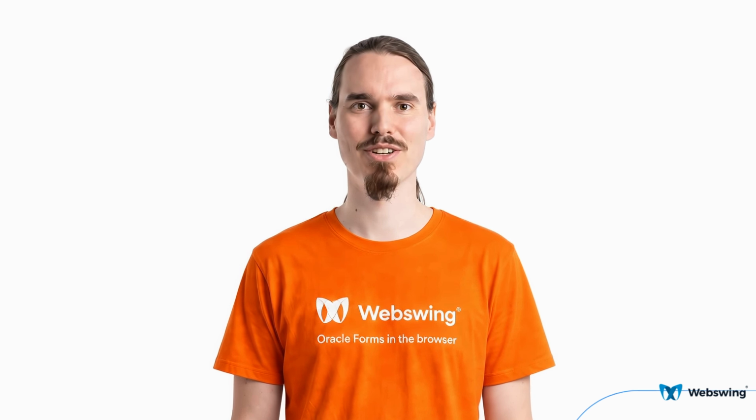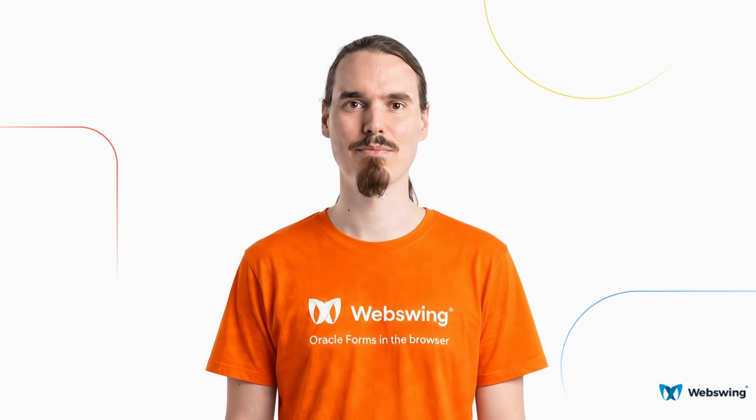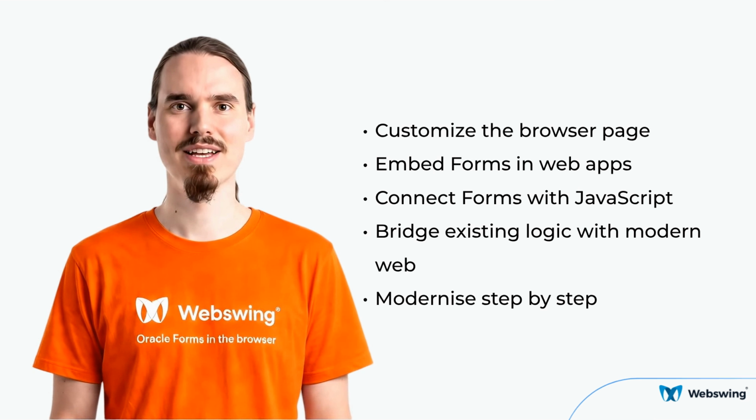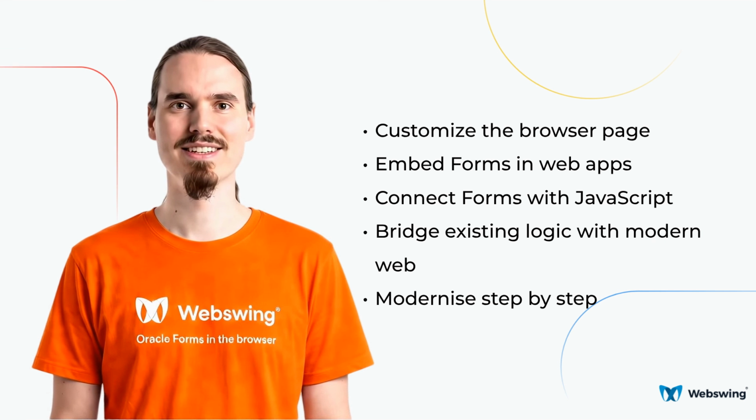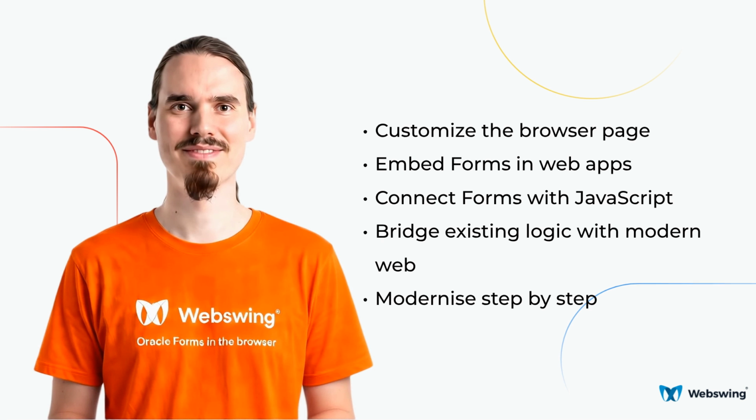Let's translate what we just saw into the modernization path. In the earlier episodes, we focused on getting Oracle Forms into the browser safely and making that setup practical for production. But modernization is not only about changing where the application runs. With a custom web folder, you can control the page around the Oracle Forms application. You can add content, change the layout, or embed the application into a larger web application. With JavaScript integration and JSLink Direct, you can connect Forms actions with browser-side behavior. That means your existing Oracle Forms logic can start interacting with modern web capabilities.